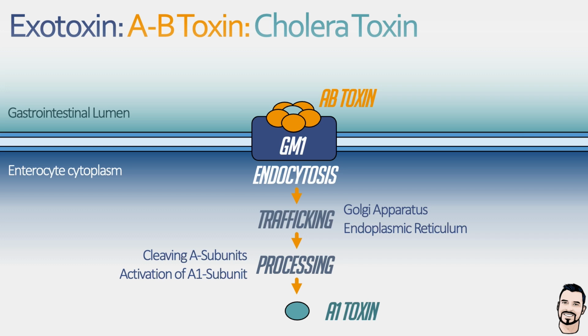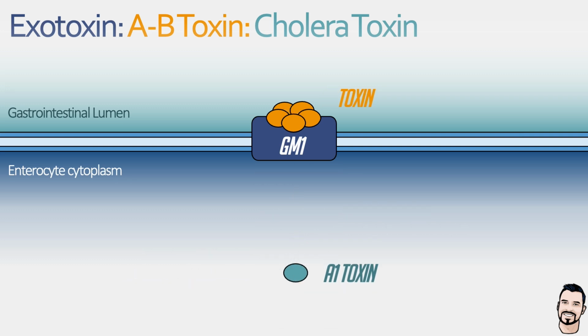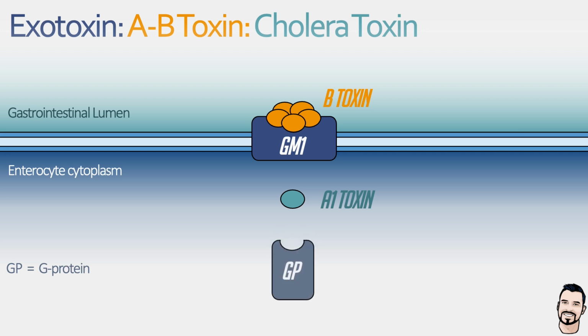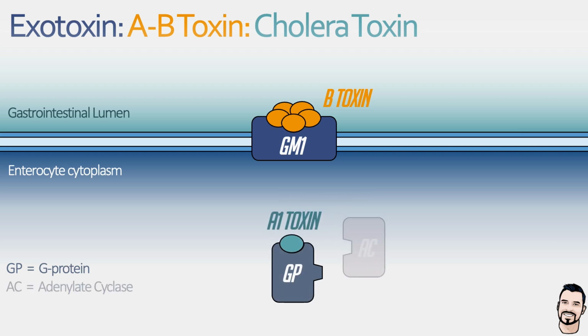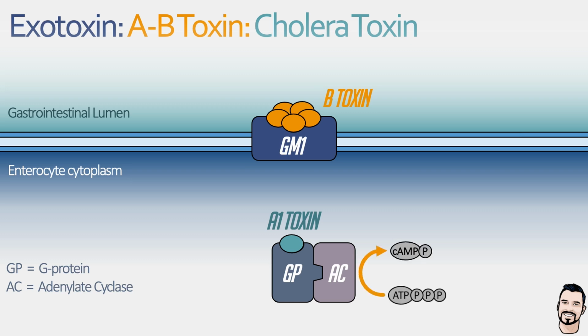And it's in the endoplasmic reticulum where the A subunit is released and processed, cleaving it into two to form the A1 and A2 subunits. And it is the A1 portion which is catalytically active, and this unfolds and is translocated into the cytoplasm of the enterocyte. And in this state, it is able to interact with our G protein, which activates it, resulting in a sort of conformational change that allows it to associate with adenylate cyclase. This in turn activates the enzyme which converts ATP into cyclic AMP.